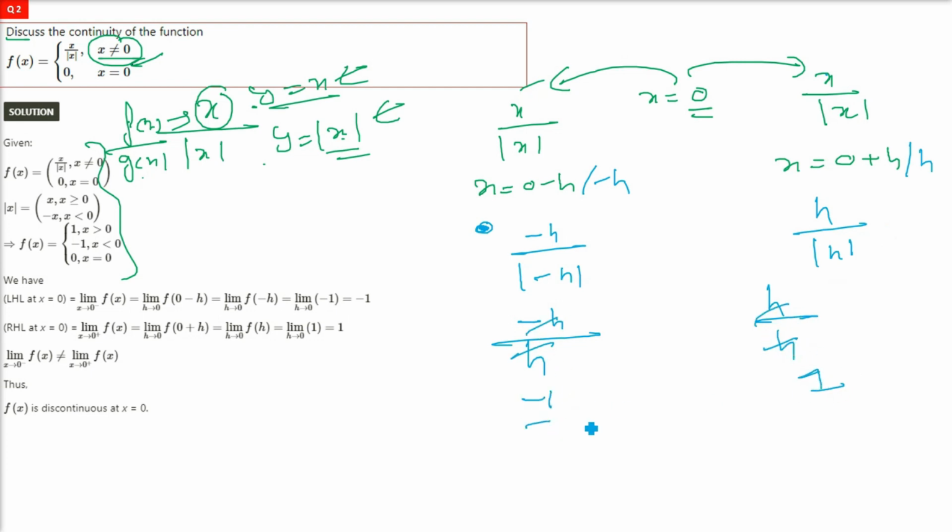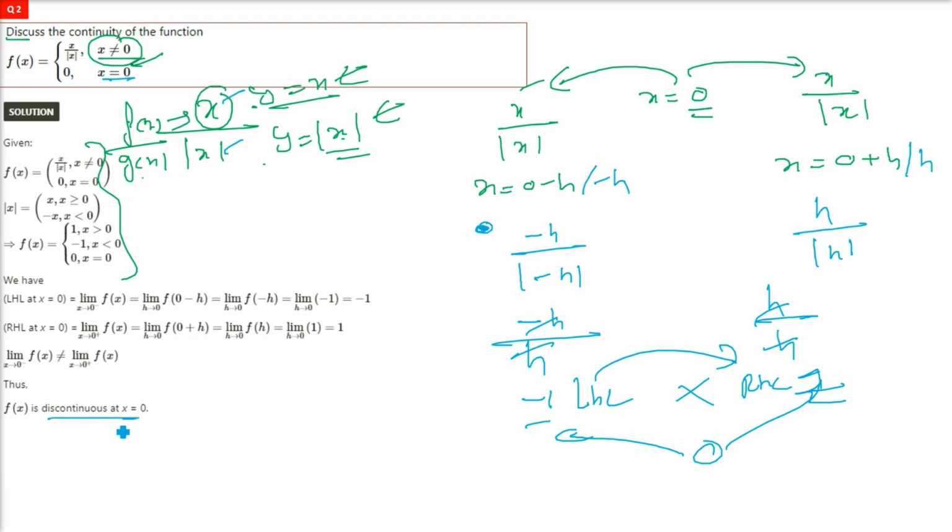Now what do you see here? The left hand limit and right hand limit, they are not equal. So when they are not equal, that means at 0. See, x is continuous everywhere. Mod x also we talked about that. But when we take x by mod x and we are specially checking at x equals 0, so it is discontinuous at x equals 0. So you can check the value also. It is already given at 0. The value is 0. So it is not -1, 1, 0. They are entirely 3 different values. It is discontinuous at x equals 0. Okay.